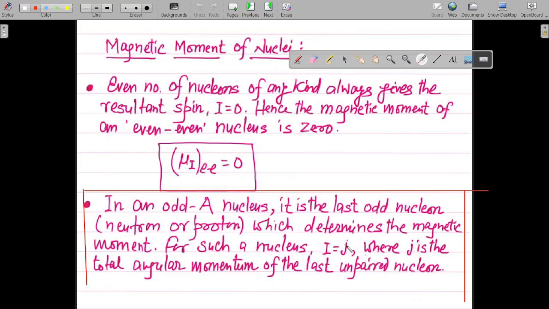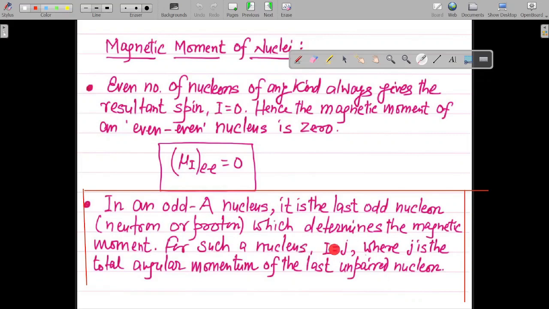J means, when you write the nuclear configuration and the last unpaired nucleon goes in a certain subshell, whatever the value of J is for that subshell in which the last nucleon resides, that will be the value of the intrinsic ground state spin for that nucleus. So that is the case.